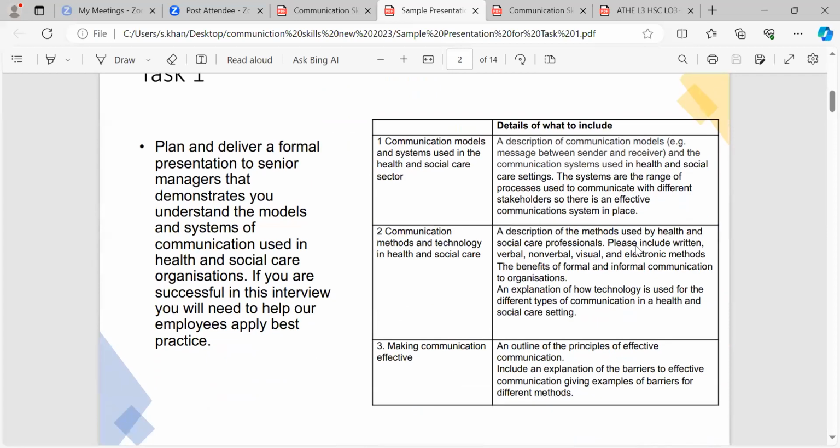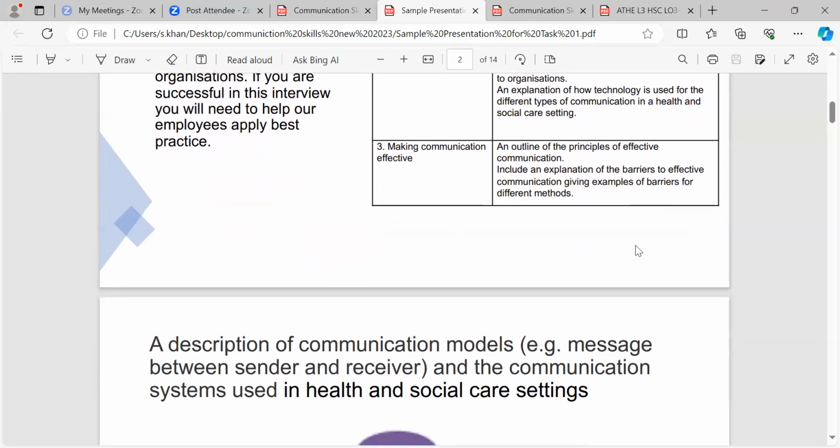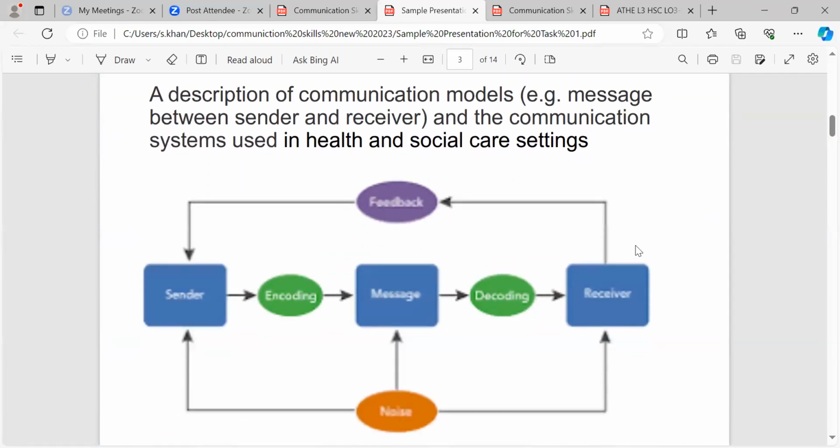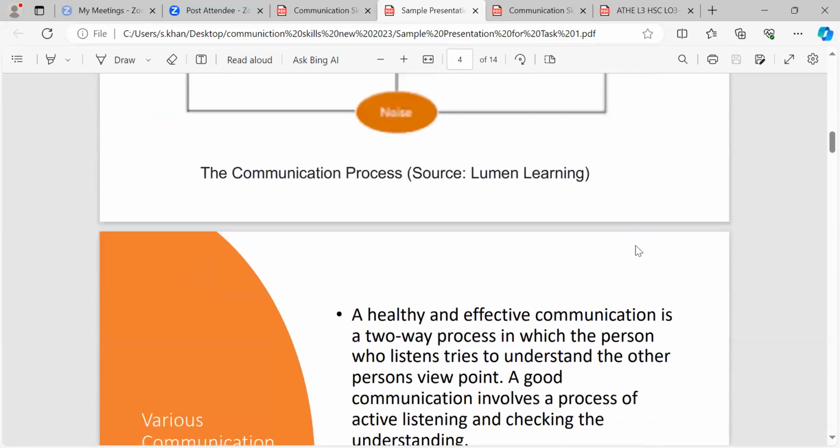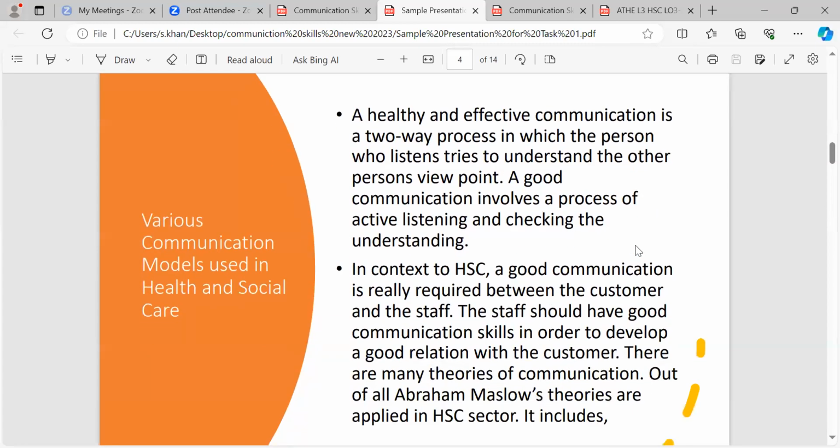So task 1, you need to plan and deliver a formal presentation to senior managers that demonstrates the understanding of the models of communication used in health and social care organizations. If you are successful, employees apply best practice. A description of the model. So this is an example for you, okay? So you could look at that model where we looked at the message between the sender and the receiver and the communication used in health and social care. This is the communication model. Then we looked at other various models. So you've got things like healthy communication is a two-way process in which the person who listens tries to understand the other point of view.